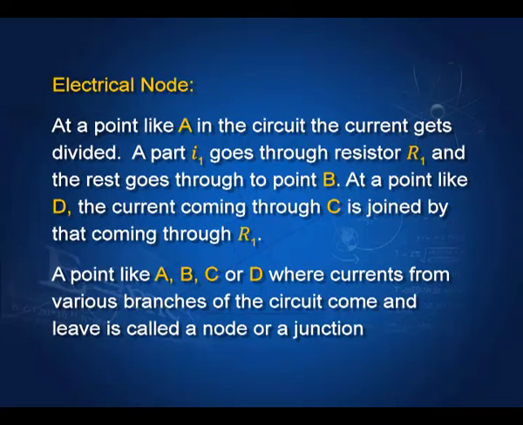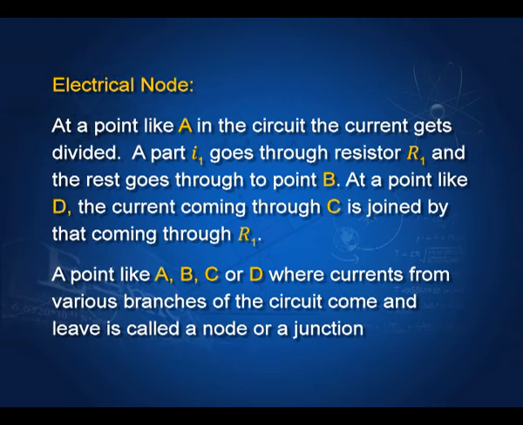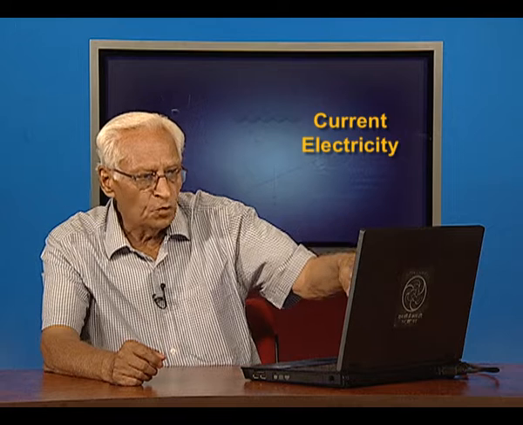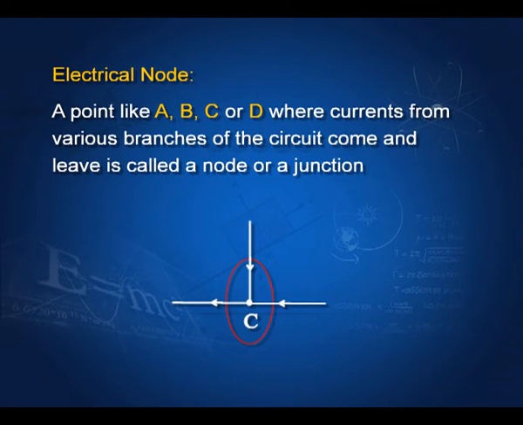Before we look at these laws, let us look at a few definitions. Let us take this circuit. At the point A, the current gets divided, part of it goes beyond A to B and part of it goes to D. At B again the same thing happens, part of the current coming to B goes to C and part goes further. A point at which division of current takes place, some currents come, some currents go, that is called a node or a junction. Say for example, point C, the current is coming from this side, also coming from this side, but going on to this side. This C is called a junction or a node.